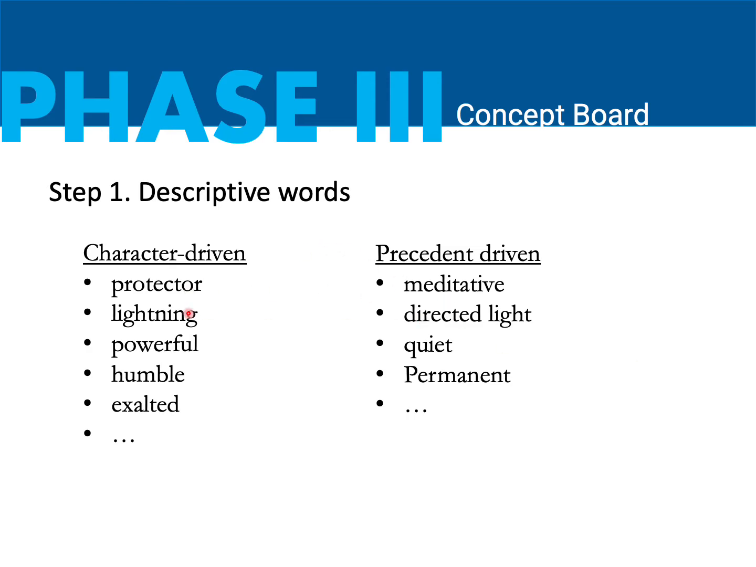So here I just have two columns. These words are character driven, meaning they are words that relate to Athena Justice. She's a protector. She has the power of lightning. She is a powerful individual. She also is humble in that she gives of herself. You know, she is the healer. And this notion of being exalted, like a superhero or kind of a godlike figure might be. All right, so these are some words that help me describe her.